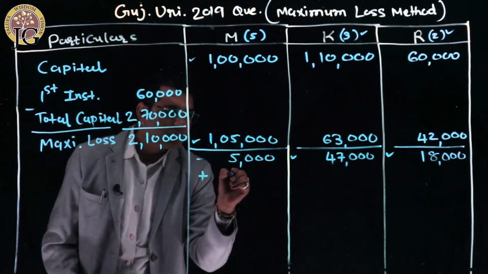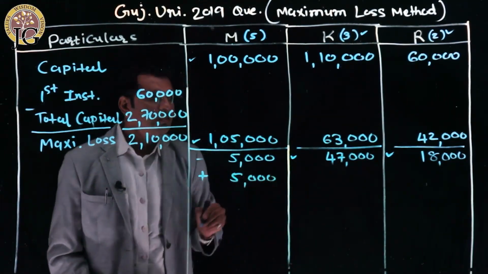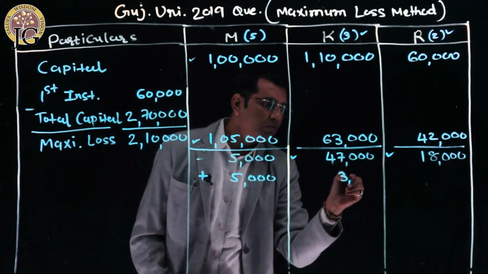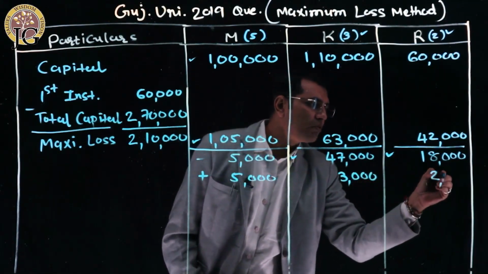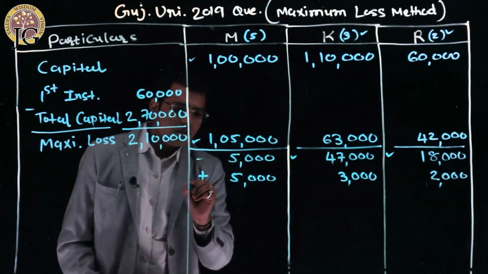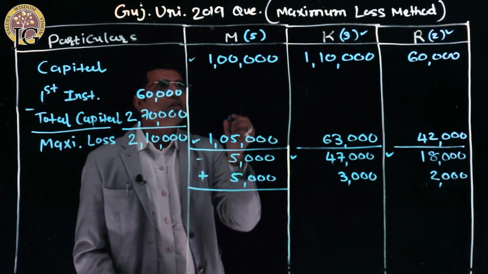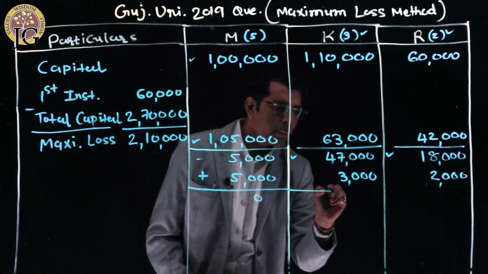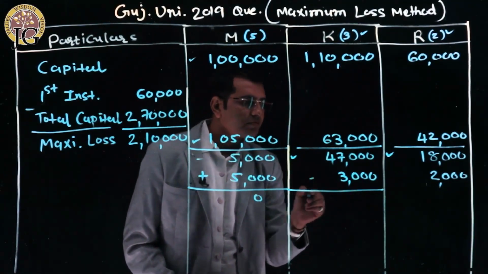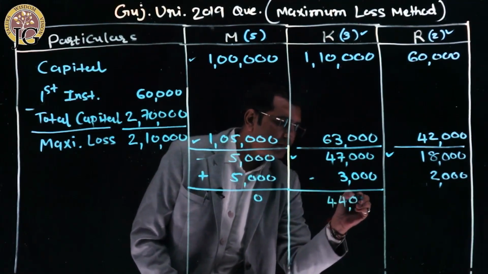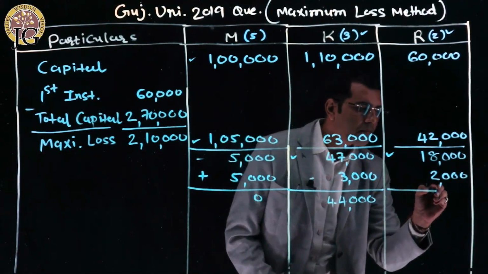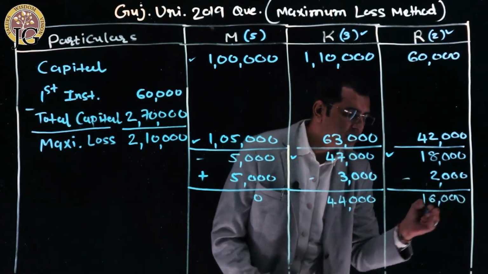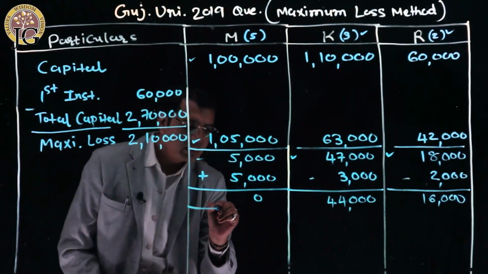So this 5,000 rupees is distributed among the other partners K and R in their ratio 3:2. That means 3,000 and 2,000, right? So ultimately M will get nothing. K will get 44,000 and R will get 16,000 rupees. This is our cash distribution.